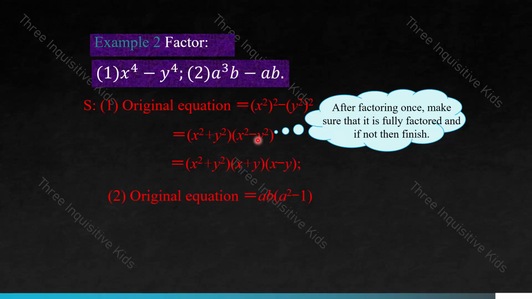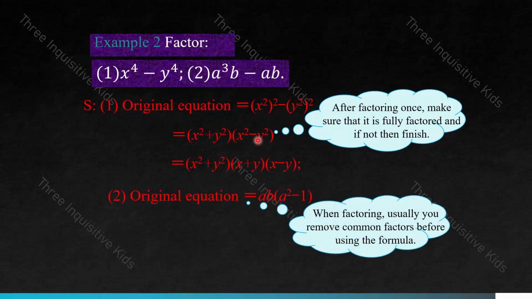We can first take out the common factor from both terms, which is ab. And then we have ab times (a squared minus 1). So when factoring, usually you remove common factors before using the formula. And here we can still use the formula to factor a squared minus 1. So our final answer should be ab times (a plus 1) times (a minus 1).